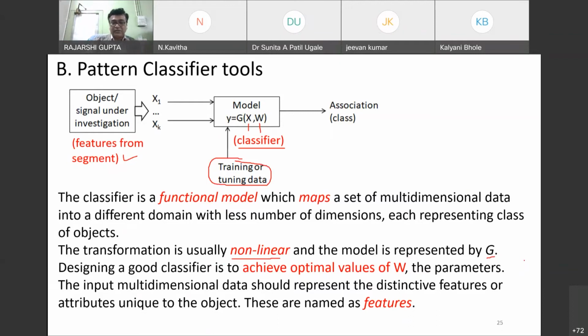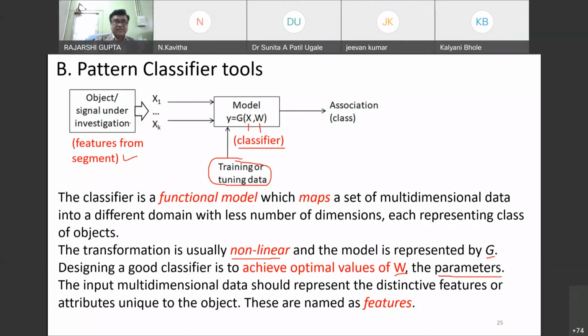The objective of a pattern classifier is to achieve the minimum and optimal values of weights and biases, and some hyperparameters, like the number of units, hidden layers, activation functions, and learning rates that we are using. So this is the objective of pattern classification tools.